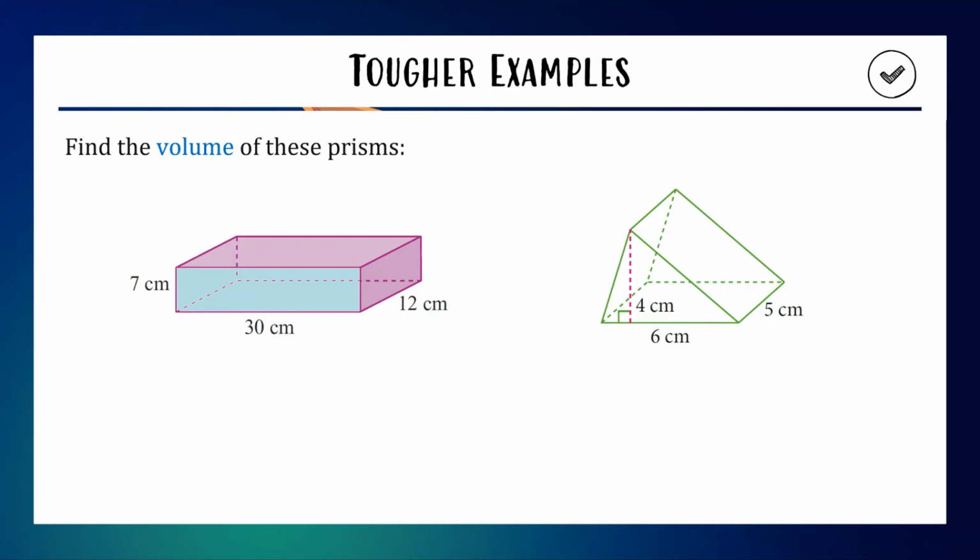Okay, for our rectangular prism, we already have a face highlighted. We have this front rectangle. So once again, we're going to find the area of this front face. Once we get that, we'll multiply it by 12 and we'll have the volume of the entire solid.